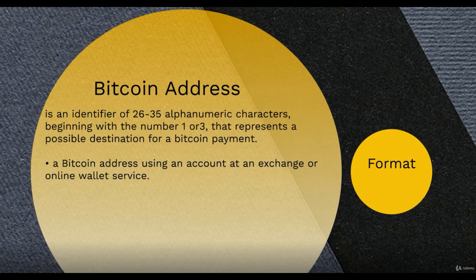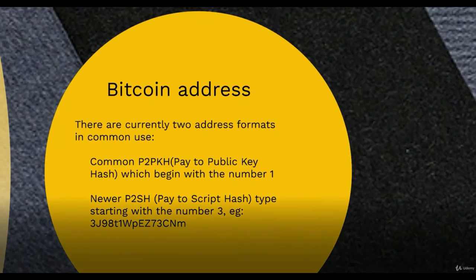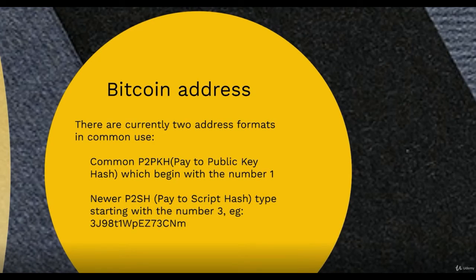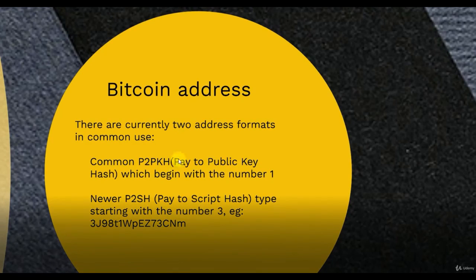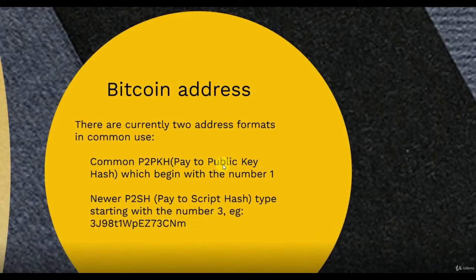So this address, as I said, is uniquely used to identify your account, either at the exchange or on your wallet. What are the different Bitcoin address formats that are available? There are two types of formats. Some Bitcoin addresses start with the number 1 and some start with the number 3. If the address starts with 1, it means it is related to pay to public key, which means it is your account address. The user's account address will generally start with the number 1.